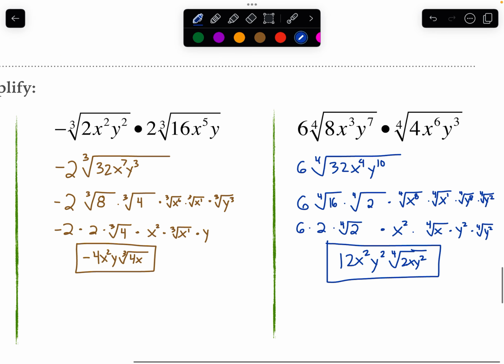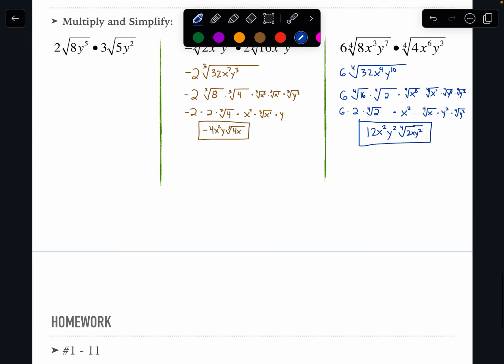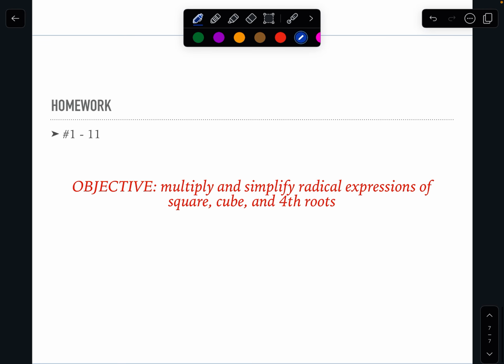So when we multiply radicals together, multiply any coefficients outside, multiply the terms inside, simplify the result if possible, like we have done in these examples here. So our objective today was to multiply and simplify some radical expressions. We did that with square roots, cube roots, and fourth roots.